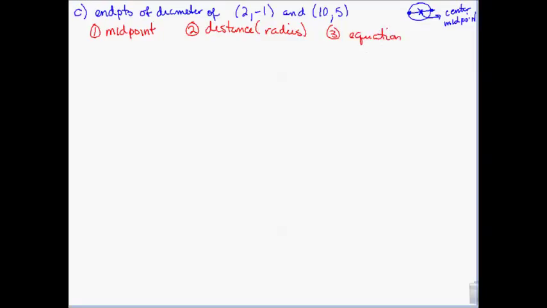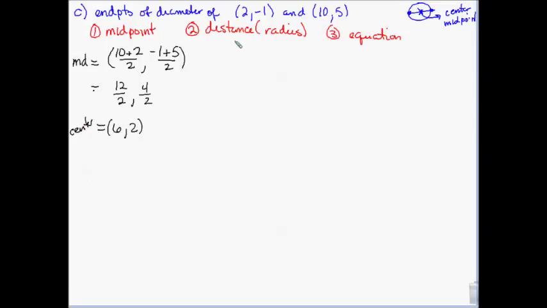So I have to find that midpoint first, and we add 10 plus 2 divided by 2, and negative 1 plus 5 divided by 2. So that's 12 over 2 and 4 over 2. So my midpoint is 6, 2. This is also the center.